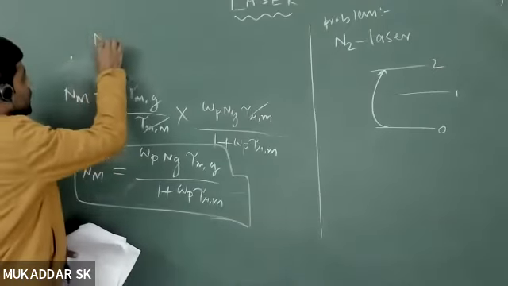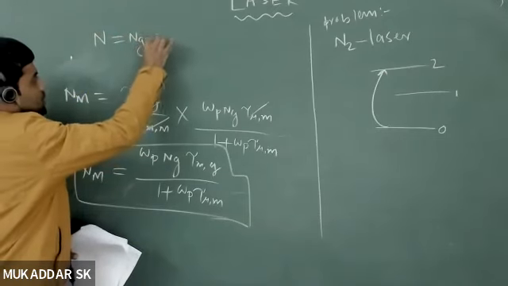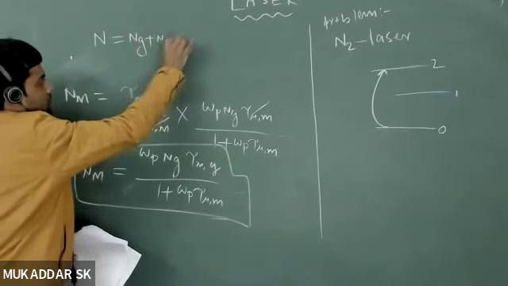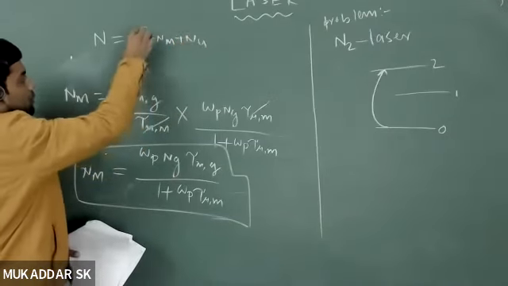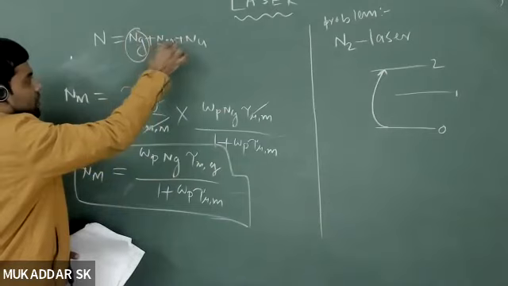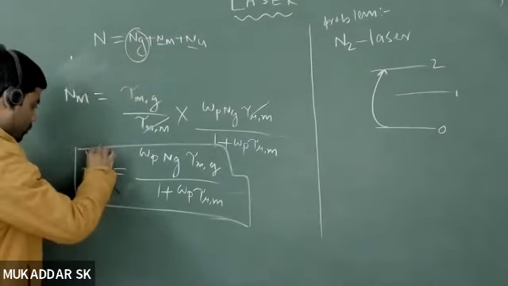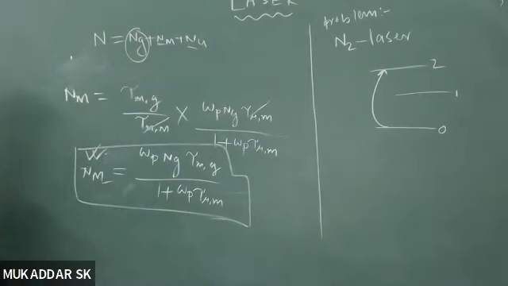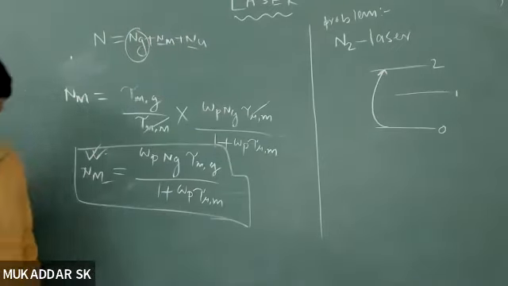If the total population is N, then I can write N equals N_G plus N_M plus N_U. Now you can calculate N_G just by subtracting N_M and N_U. That is not important. The main and important part is the population of the metastable state, because you get the laser light because of the metastable state.